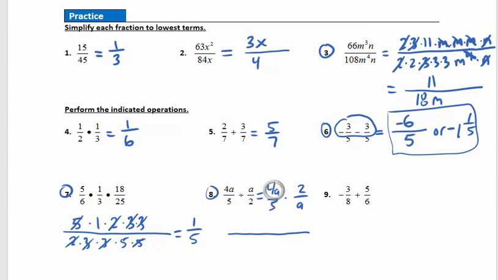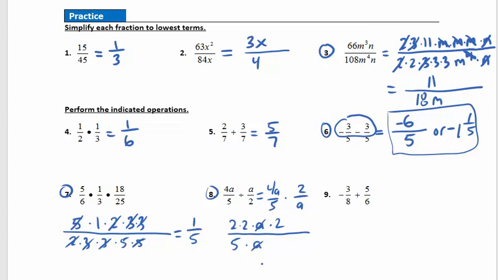So 4a, well, that's going to be 2 times 2 times a. 2 is just going to stay 2 since it was prime. 5 will stay 5 since it was prime. And then times a down there. So it looks to me like the a's are going to divide out, and that's it.